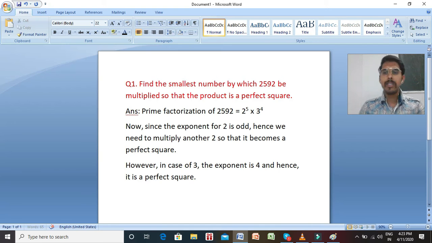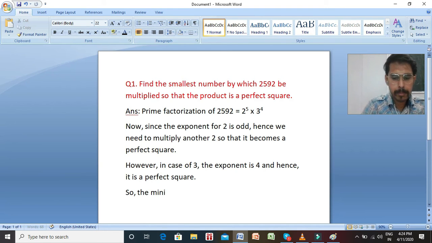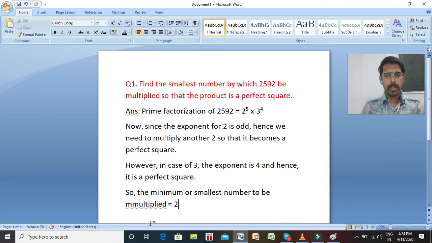I think it's clear to everyone that the exponent of 2 is odd here. So we need to multiply another 2 so that the exponent becomes even, and then we can make it a perfect square. But for the case of 3, it is already even, so we don't need to multiply any further 3s, right? So the smallest number to be multiplied will be equal to 2.